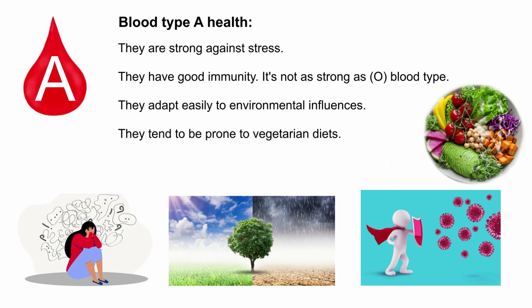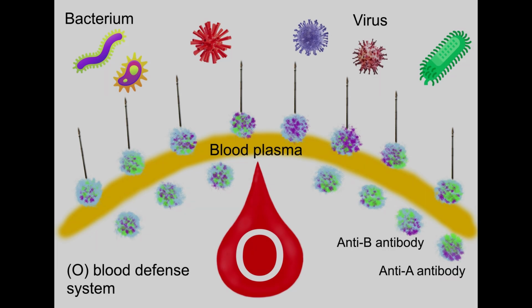Individuals with blood group A have a stronger ability to cope with stress compared to other blood groups. They are a group that adapts easily to environmental changes. They have a predisposition to vegetarian diets. Antibody diversity is lower than in blood group O and may be insufficient in some cases.